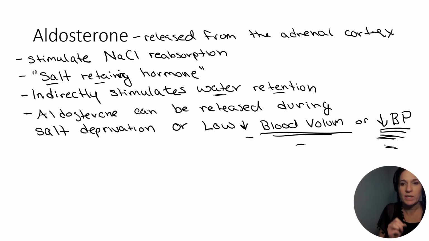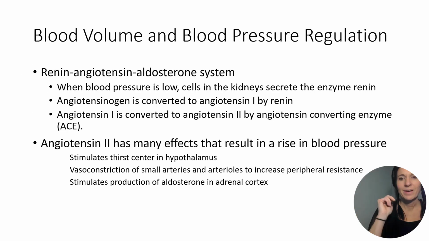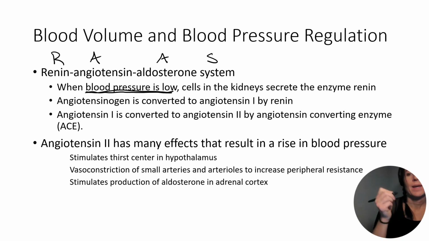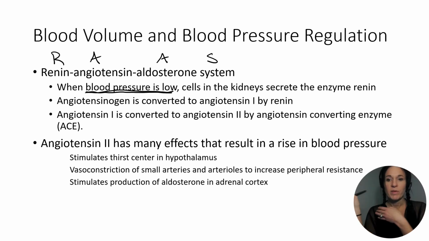All right, so let's look at aldosterone in the renin-angiotensin-aldosterone system. This is our RAS. Renin, angiotensin, aldosterone system. So when blood pressure is low, this is going to be our stimulus, and this is going to be detected by the kidney, because blood is going to be filtered through the kidney. So when there's a decrease in blood flow through the kidney, it's detected by specialized cells within the kidney.